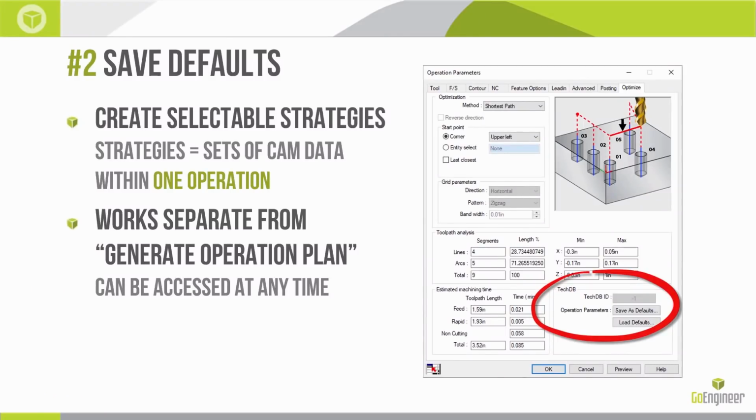Tip number 2 is saving defaults. It's no coincidence that my first 2 tips revolve around teaching the database how you want to machine parts, because I think it's a critical component and one of the great strengths of SOLIDWORKS CAM. Saving defaults is a little bit different. It creates selectable strategies for one operation. It bypasses the tech database, and it works separate from generating operation plan, meaning it can be accessed at any time.